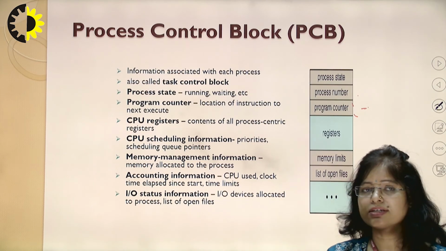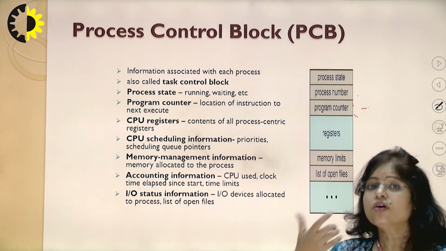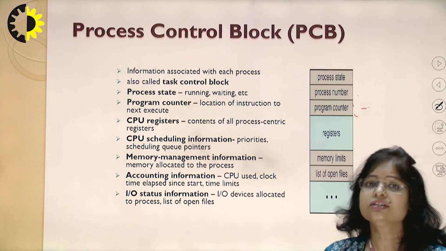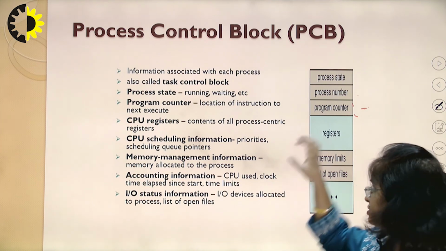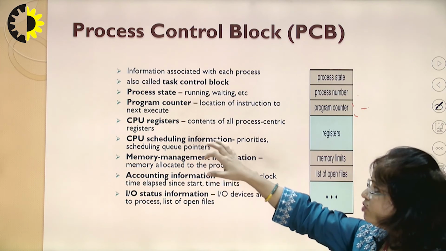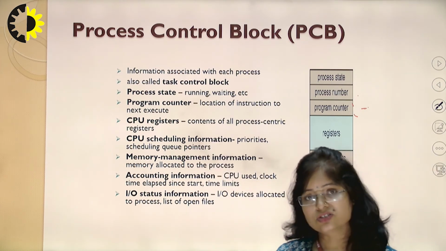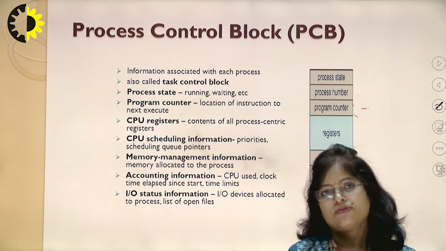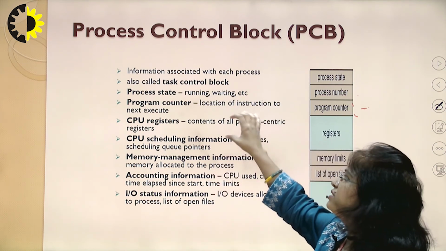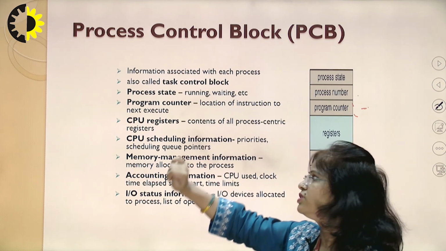First is the process state, next one is the program counter. The program counter represents which next instruction is to be executed. It stores the address of the next instruction. CPU registers means how many different registers a process has. So we just mention the CPU register related information in CPU registers.